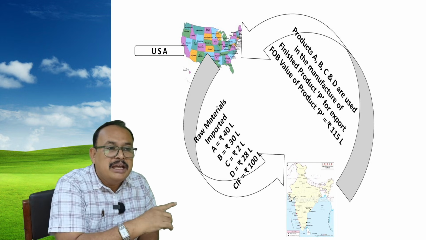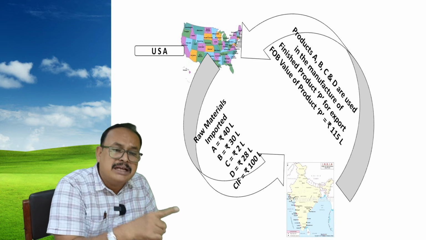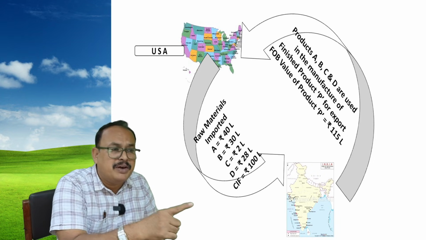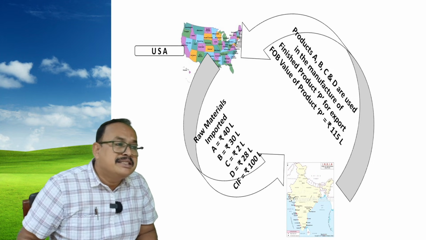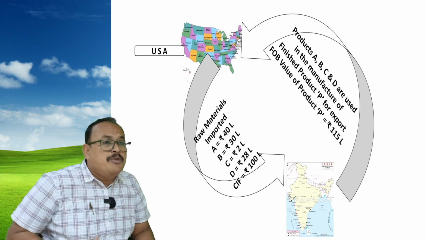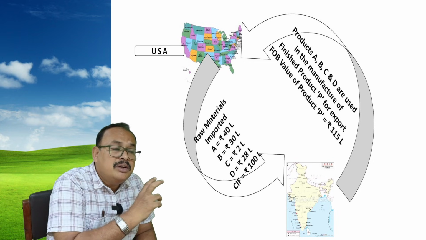For example, here I said D product 28 lakhs, C value 2 lakhs, B value 30 lakhs, A value 40 lakhs, total 100 lakhs. In that, C product is a final product which I cannot further manufacture, and I am exporting it as it is along with our finished goods.